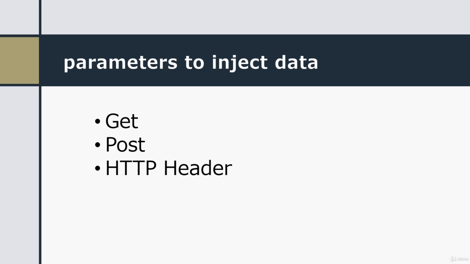As you can see, the following parameters should be tested for the command injection flaw, as the application may be using one of these parameters to build a command at the server end. Okay, so the first one in our list is GET.